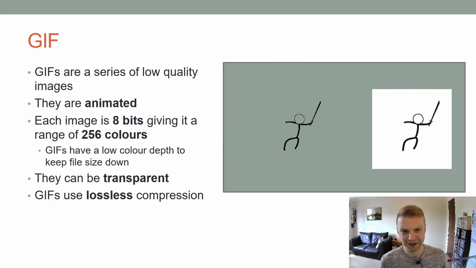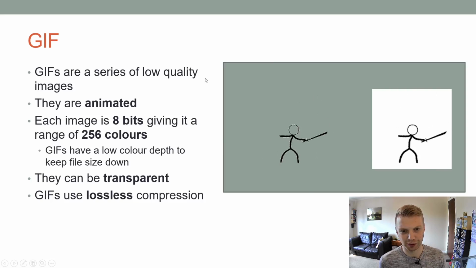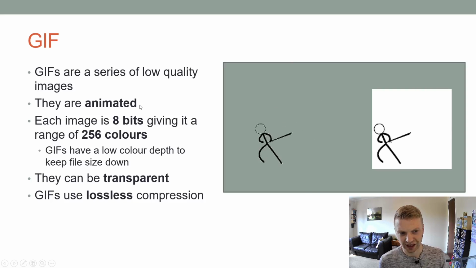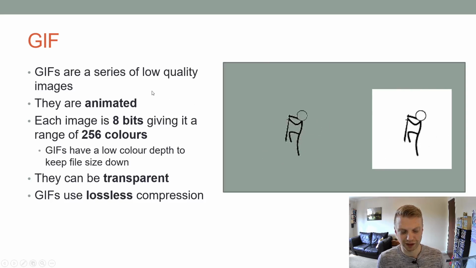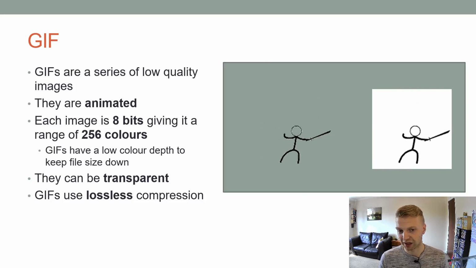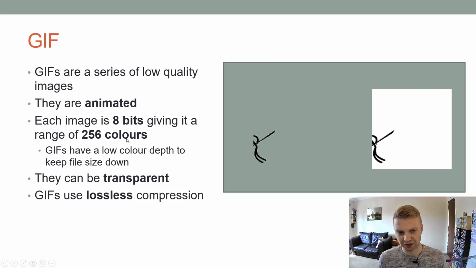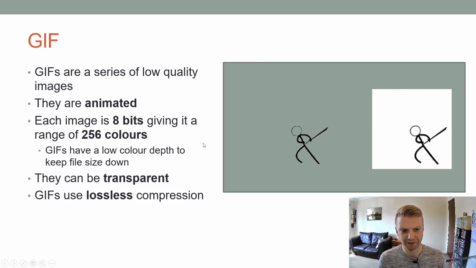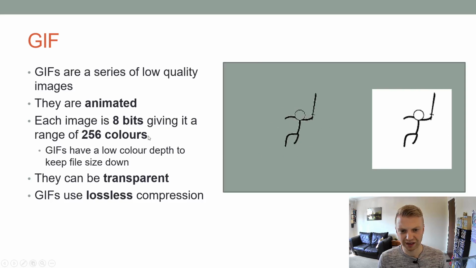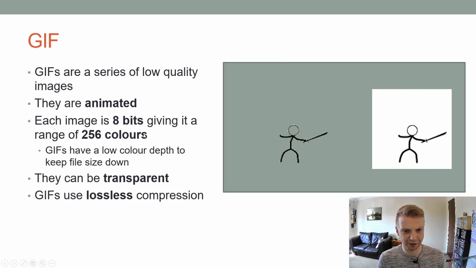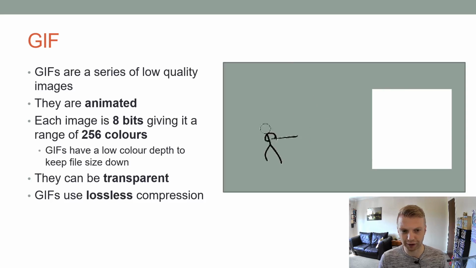They are a series of low quality images. Now they're low quality because they're animated. If you had the same quality as a JPEG, the files would get very large. So they're only 8 bits each, which means you only have 256 colors. So they're really good for cartoons and that type of thing. If you see a GIF of a person or, let's be honest, a dog or a cat, it's going to look more pixelated because it's only got 256 colors to work with. And it's just to keep file size down, like I said.